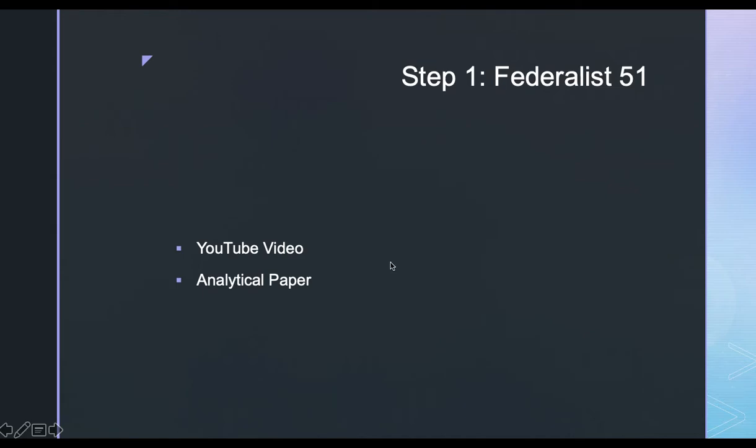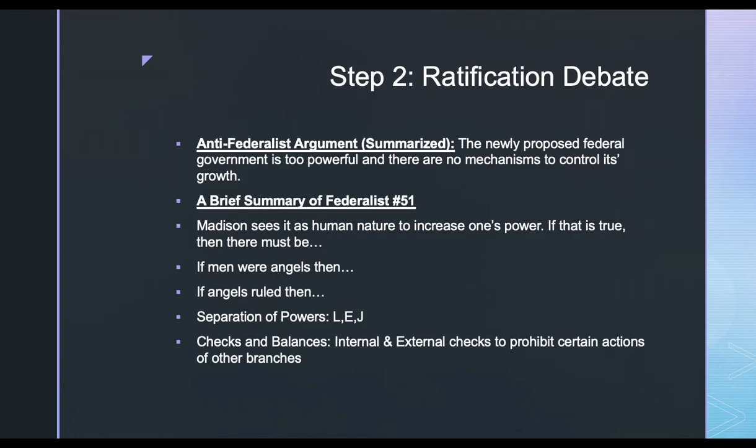You also have the analytical worksheet paper that does it, but heads up, it's all about checks and balances and separating powers, which is kind of what we're going to discuss today a little bit. Now, as of right now, the ratification debate can be summarized basically by saying the Federalist, the F stands for, and the A in Anti-Federalist stands for against.